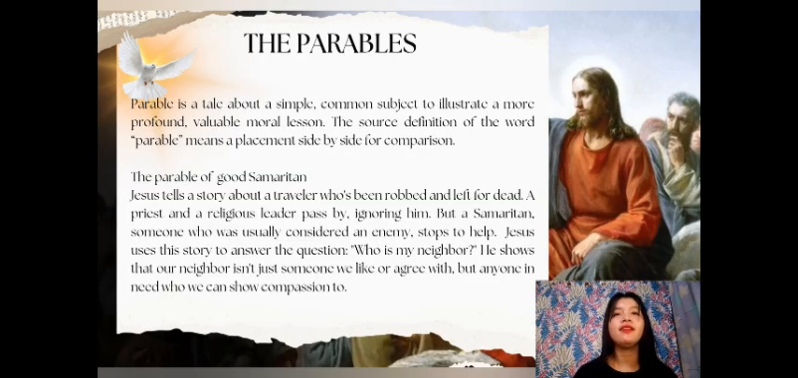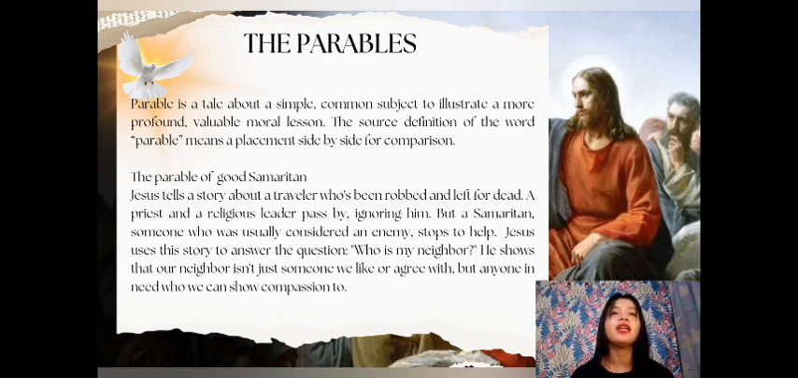Now we are done discussing the story of Joseph and the story of Ruth. Now we move on to the parable of the Good Samaritan. What is the meaning of parables? Parables are stories that use simple situations to teach deep spiritual truths. This is the way Jesus Christ taught moral lessons.